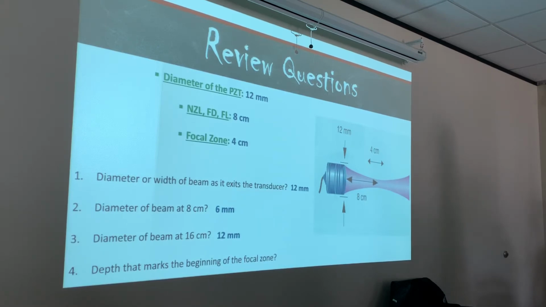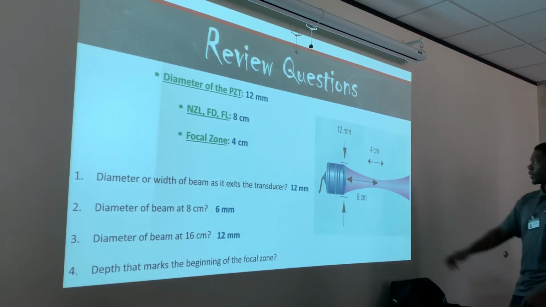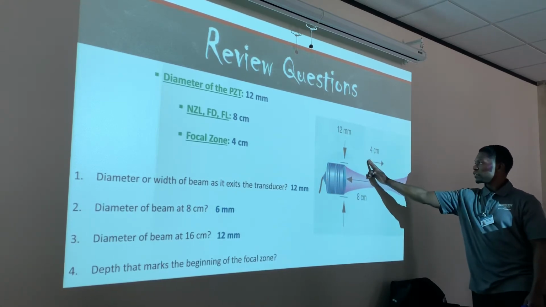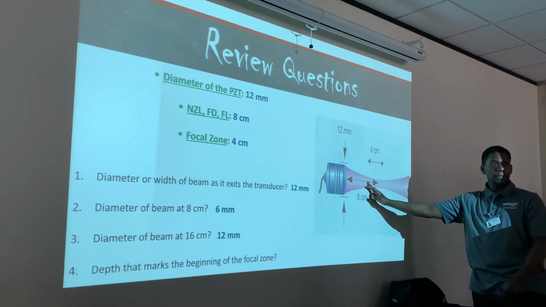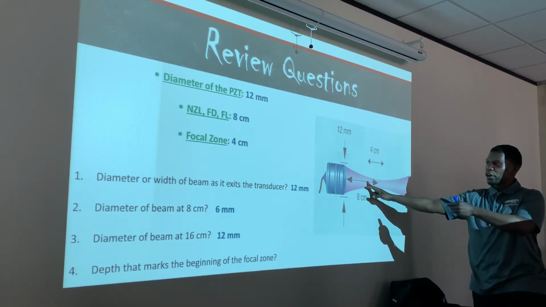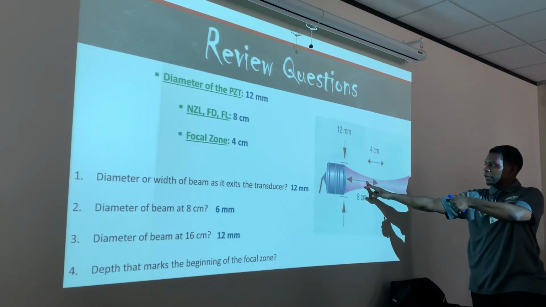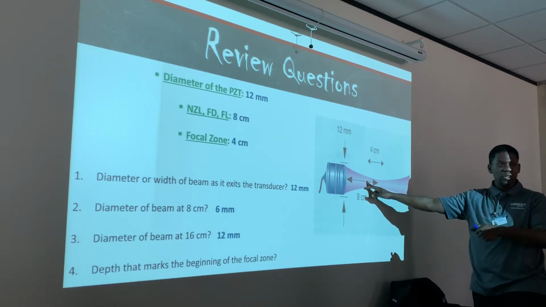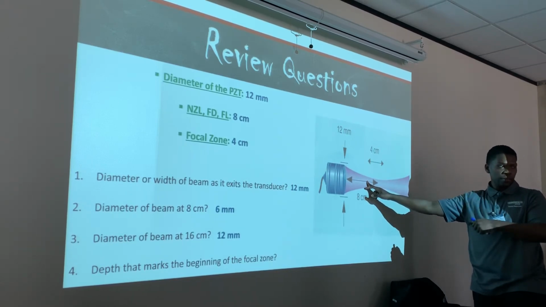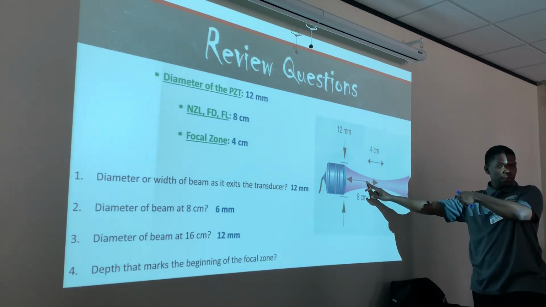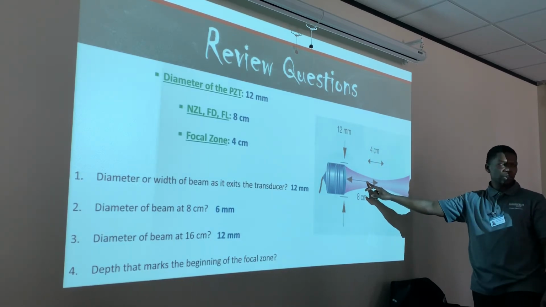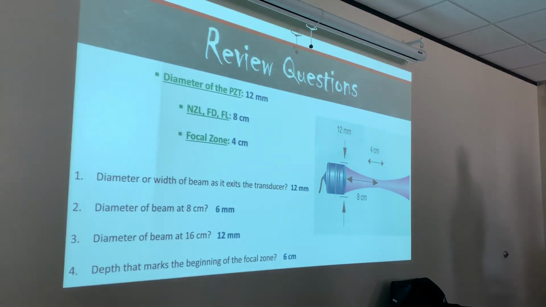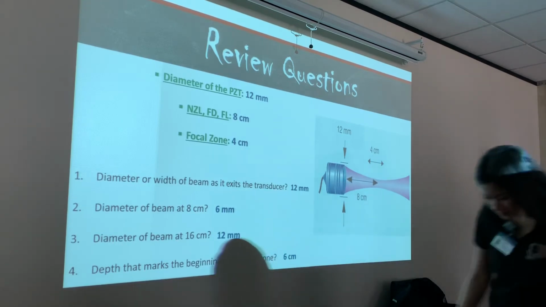Undecided, okay. So for the depth that marks the beginning of the focal zone, this is our focal zone right here. Our focal zone is 4 centimeters long. This line right here marks the beginning of our focal zone. We know that our near zone length is 8 centimeters. Half of our focal zone is in the near field, the other half is in the far field. So we take our 8 centimeters from the focus minus half of the focal zone, which is 2, and that equals 6 centimeters. That marks the beginning of our focal zone.